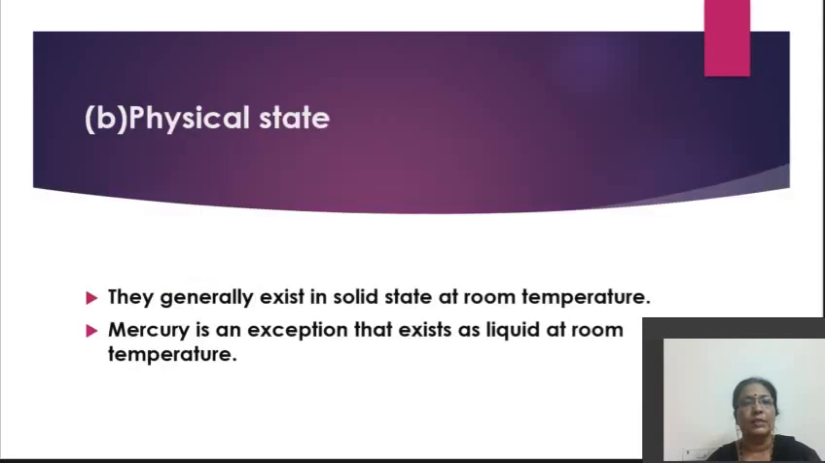Second property is physical state. They generally exist in solid state at room temperature. Usually metals are hard, they do not break easily. Metals show a great tensile strength. The meaning of tensile strength is the ability of a material to resist tearing or breaking. So generally they exist in solid state at room temperature.